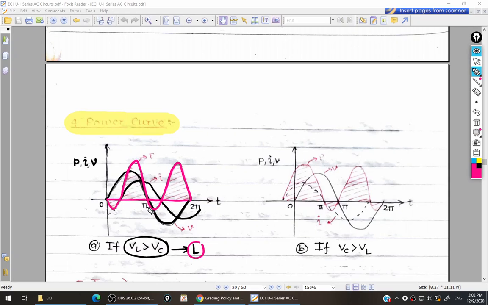Similarly, we can draw the power curve when VC is greater than VL. When VC is greater than VL, the circuit is capacitive in nature. Suppose voltage is starting from 0 degrees like this. Since your circuit is capacitive, current is leading, so current will start somewhat earlier. So this is the waveform for current.